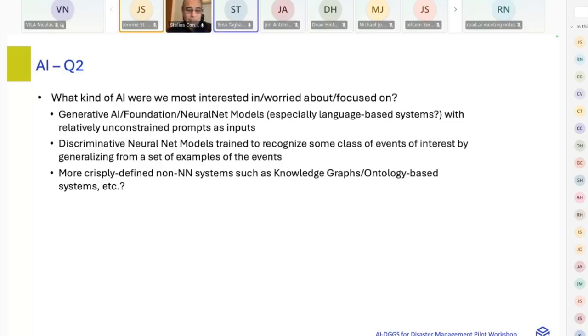I think we did the third option, which is more crisply defined, basically knowledge graph or ontology-based systems, because we controlled the questions.